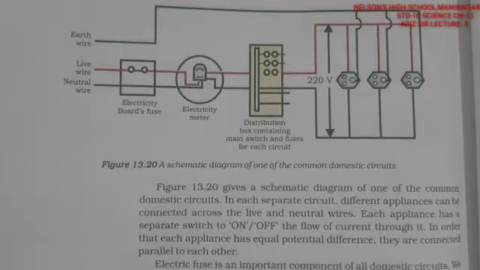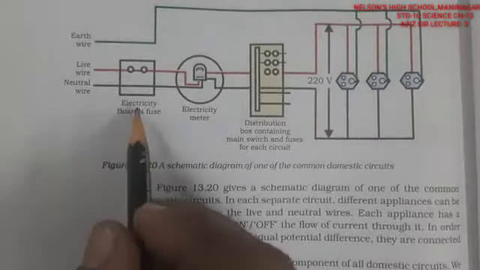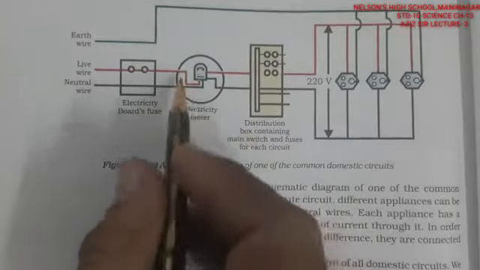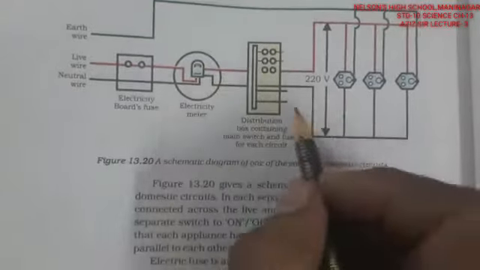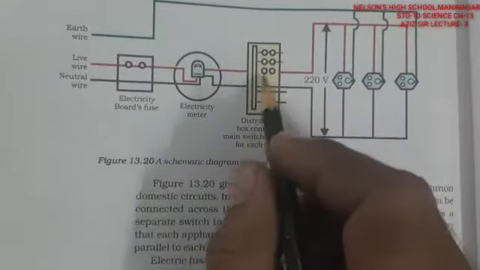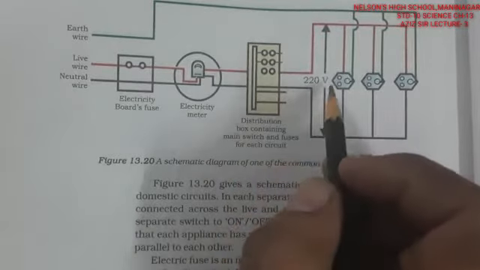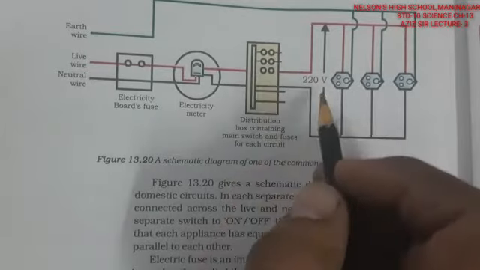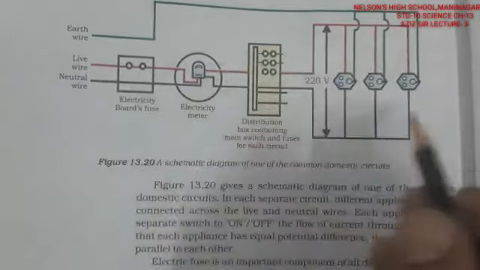So initially the current comes. Here is the fuse which is kept so that it does not get burnt out. This is a meter board which runs with a meter, and these are the switch boards. So distribution is there from the live wire. Each of the appliances is connected here and can be switched off right from the switch board itself. These are all parallel connections.